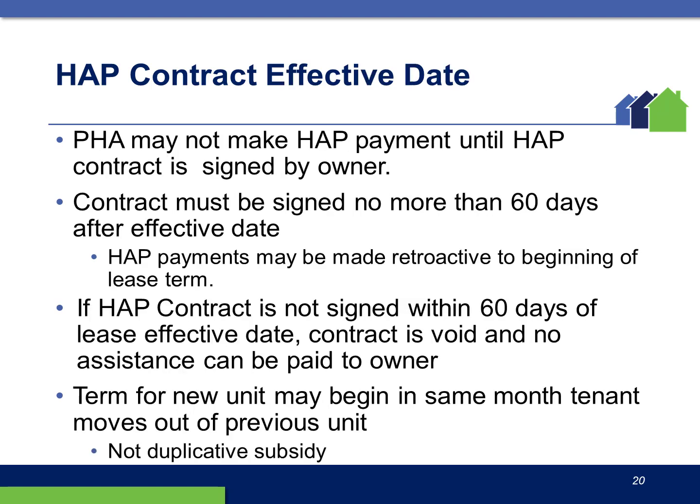A PHA may not make HAP payment until the HAP contract is signed by the owner. The HAP contract must be signed no more than 60 days after the effective date. If the HAP contract is not signed within 60 days of lease effective date, the contract is void and no assistance can be paid to the owner.